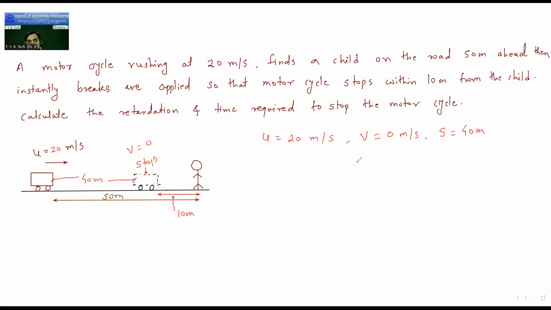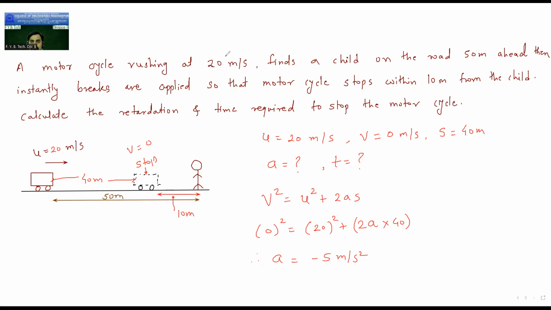So now what we need to calculate? We need to calculate here what is retardation and what is the time. So I know initial velocity, I know final velocity, I know the distance. So what formula I will use? I will use v square is equal to u square plus 2as. So v square means 0 square is equal to u square, 20 square, plus 2a into s, as it is, s is 40. So if you solve this, you will get the value of a, minus 5 meter per second square. Please check the answer. The value of a is minus 5.